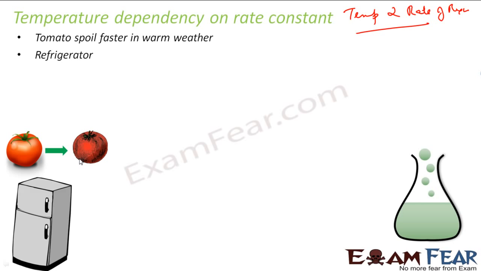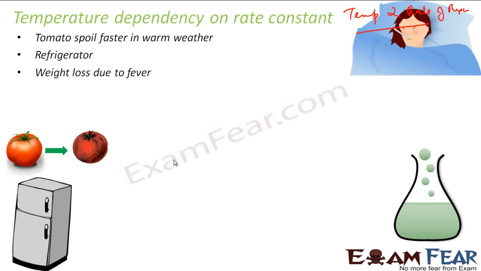That's why the refrigerator has been created, because in a refrigerator the temperature is low. So the fruits and vegetables in the refrigerator don't spoil faster. The reaction rate inside the products which we keep in the refrigerator is slower, right? Because the temperature is low.